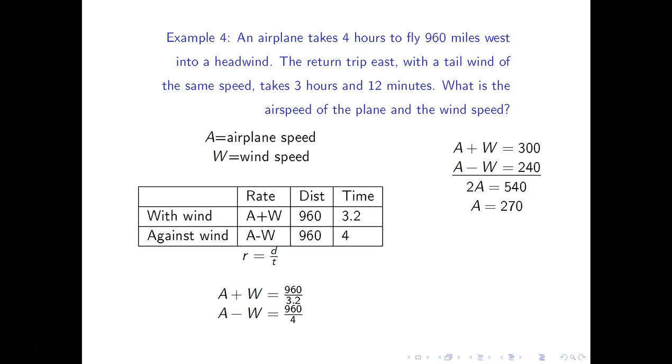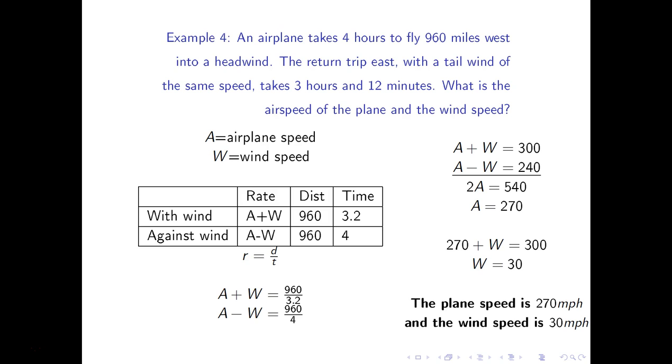Well, we got A, so let's find W. Subtract 270 on both sides, W is equal to 30. But again, what does that mean? Well, that means that my plane speed is 270 miles per hour, and my wind speed is 30 miles per hour. So we can work through this slowly but surely.